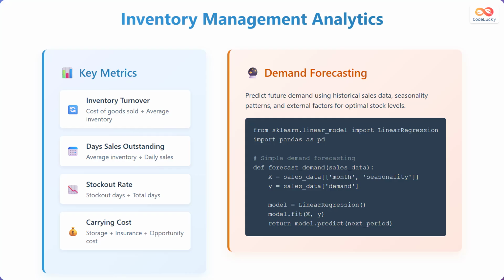For demand forecasting, we can predict future demand using historical sales data, seasonality patterns, and external factors for optimal stock levels. The code snippet is a simple demand forecasting model using linear regression. We import linear regression from scikit-learn and pandas. The function forecast demand takes in sales data. X is sales data with the month and seasonality. Y is sales data with the demand. Then we create a linear regression model, fit the X and Y values, and return model.predict with the next period's values.